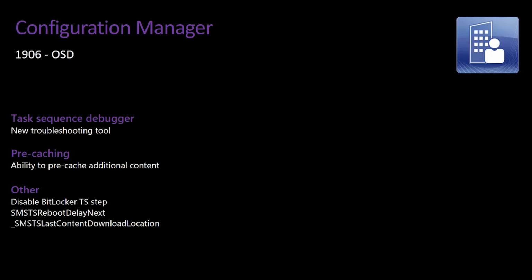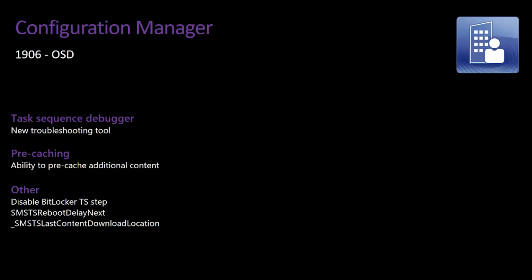Pre-caching, so particularly relevant to in-place upgrade scenarios. There's now the ability to pre-cache additional content types of OS images, packages, and driver packages. Some other improvements I'd like to mention: the disable BitLocker step within the task sequence. You can now specify a specific number of restarts for BitLocker to remain disabled for, instead of having multiple instances of the step.